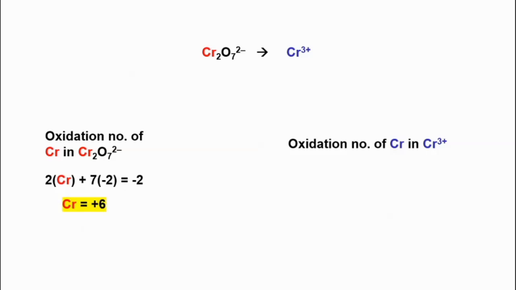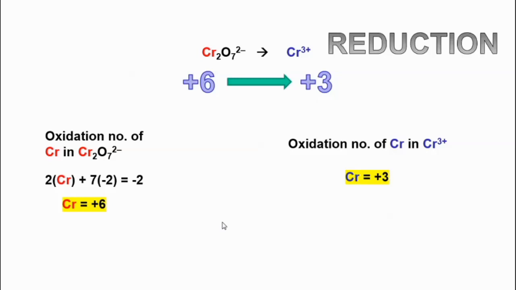Now let's move to the right side. For chromium 3, this time is very easy. Since there is only 1 chromium here and the charge is 3+, the oxidation number of chromium is +3. Now let's look at what happened to the oxidation number of chromium. From +6, the oxidation number decreased to +3. So what is the meaning of this? Yes guys, totally correct. It means from +6 to +3, this dichromate undergoes a reduction reaction to produce chromium 3. Alright, good.